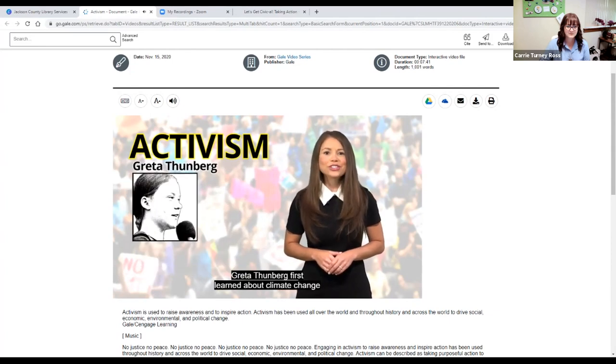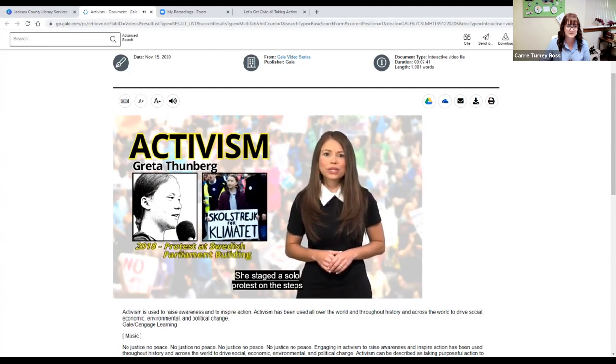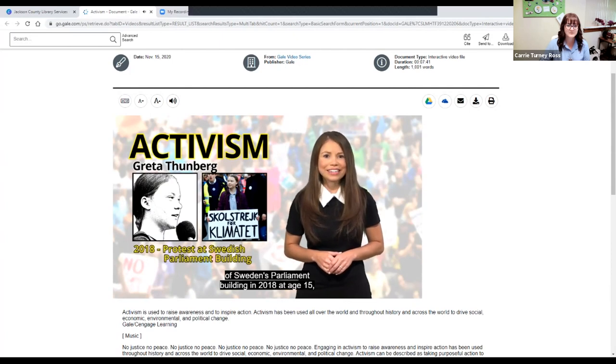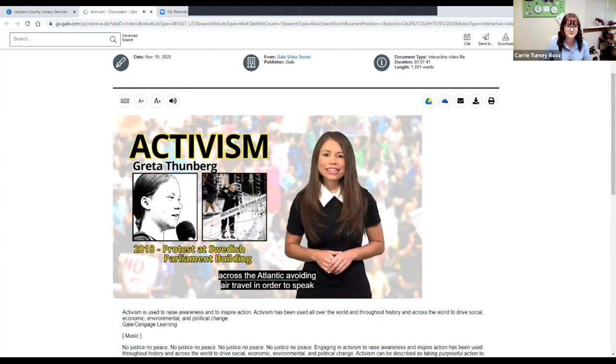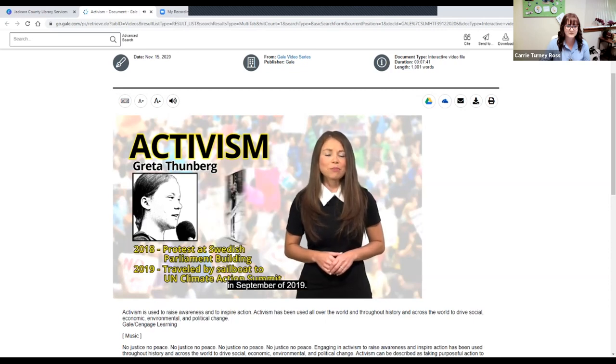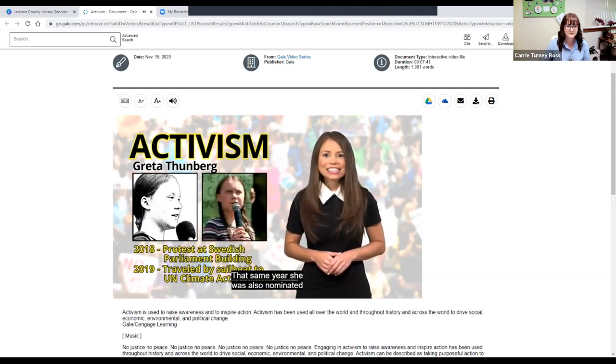Greta Thunberg first learned about climate change and its effects on the environment at school when she was 8 years old. She staged a solo protest on the steps of Sweden's parliament building in 2018 at age 15, then gained worldwide fame for sailing across the Atlantic, avoiding air travel, in order to speak at the United Nations Climate Action Summit in September of 2019. That same year, she was also nominated for a Nobel Peace Prize.